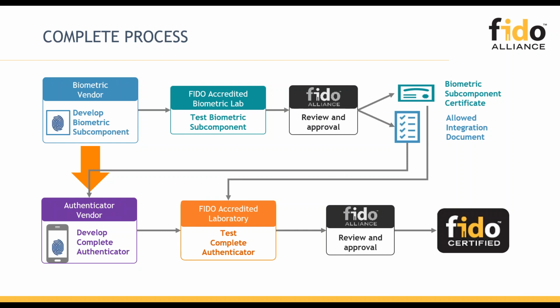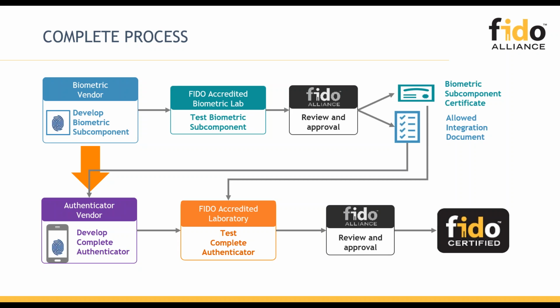Okay. So the basic process is that the biometric vendor applies for biometric certification and contracts with an accredited lab. The lab executes the testing, FIDO reviews the report, and then we have a biometric subcomponent that's certified for FIDO. This product also requires what we call an allowed integration document, and that defines the variable changes that are allowed between the software and the hardware to be integrated into the final authenticator product.